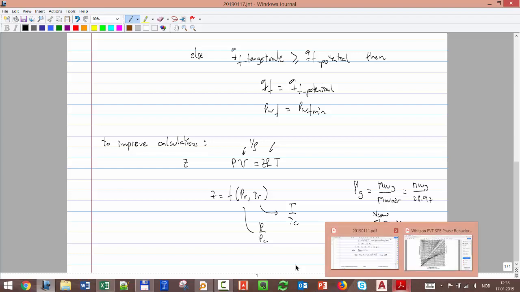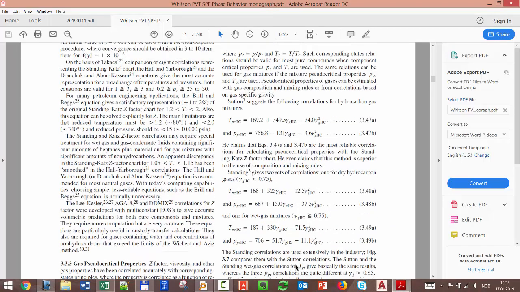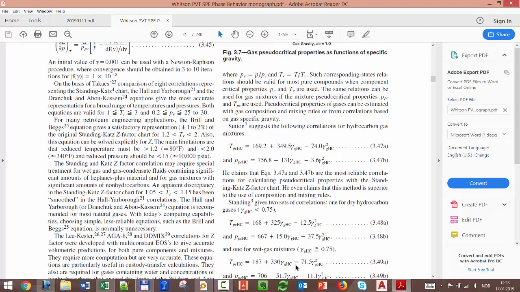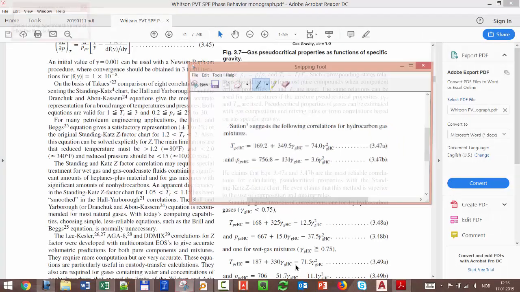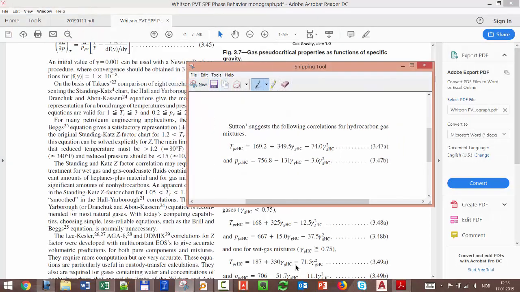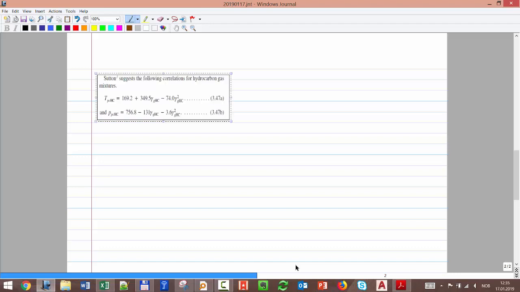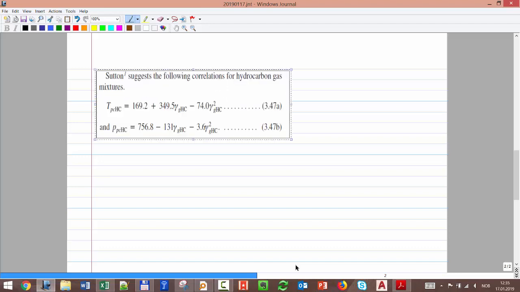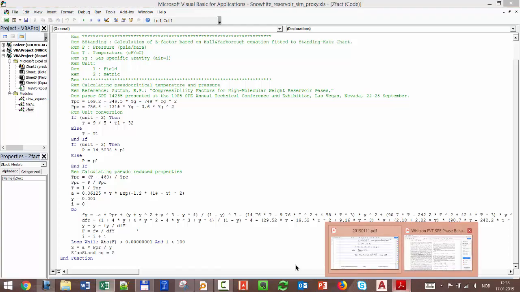And what we are using inside that expression is listed here on equation 3, these two equations, where this researcher, Sutton, made these two expressions for gas, where he can relate and calculate the critical properties with this specific gravity. Okay, so you know where it came from. One part of the equation is calculating these two expressions, and then the rest is exactly that chart. It is going into the chart.